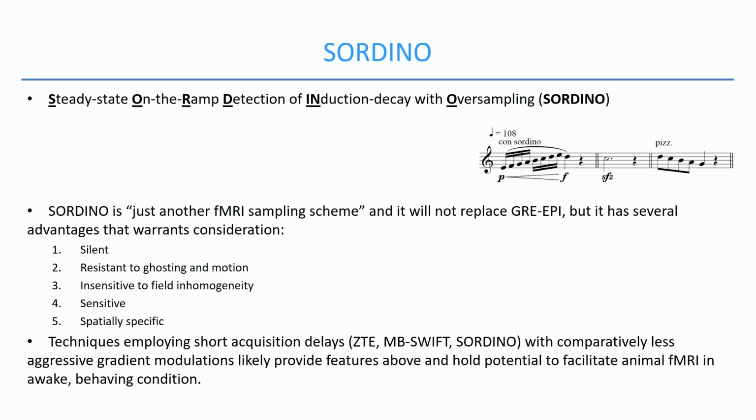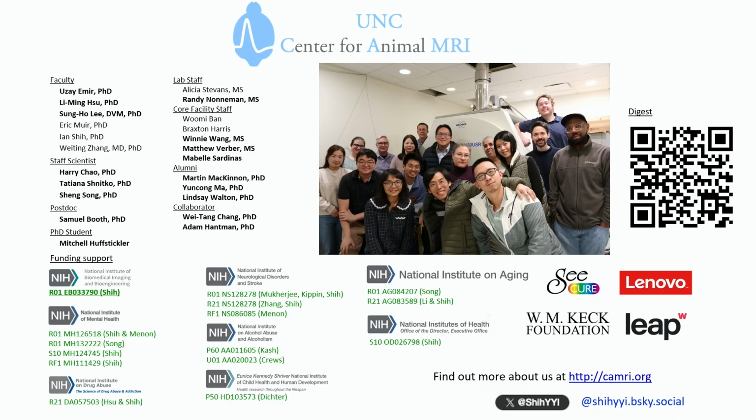All in all, I think if you use short acquisition delay methods, and as long as you employ comparatively less aggressive gradient modulations like the ones that I introduced to you, this holds potential to further enhance the benefits that we see in the list here, and this will facilitate animal fMRI in a wake behaving condition. And the people with their names highlighted here really did the work. I thank you for your attention, and I'm happy to take any questions.